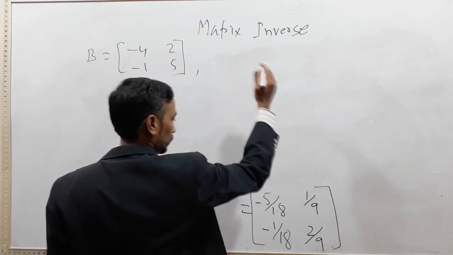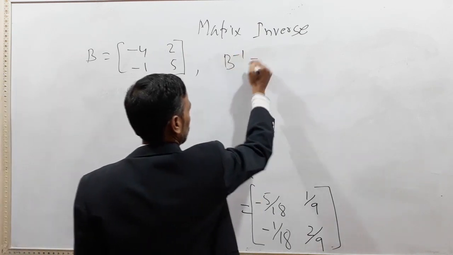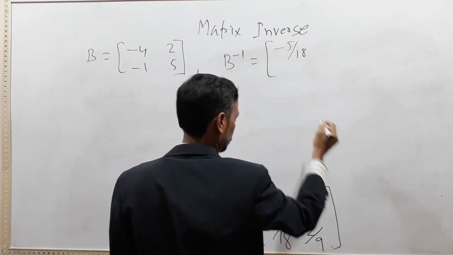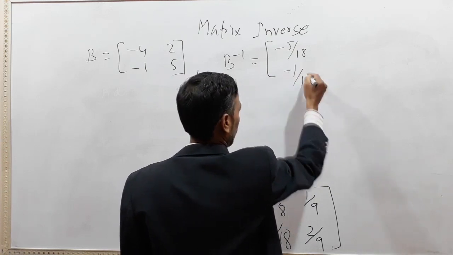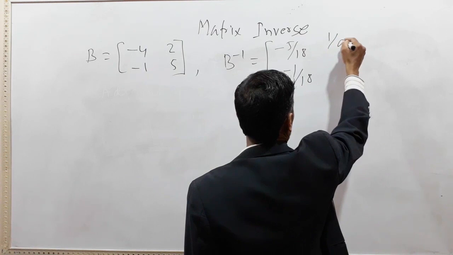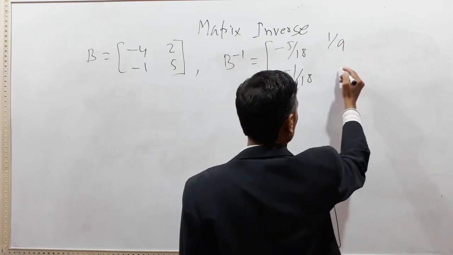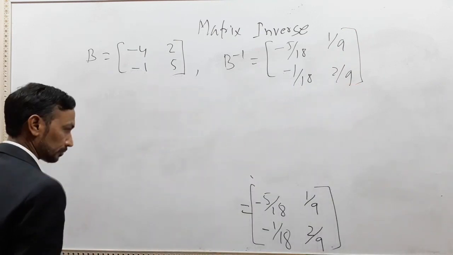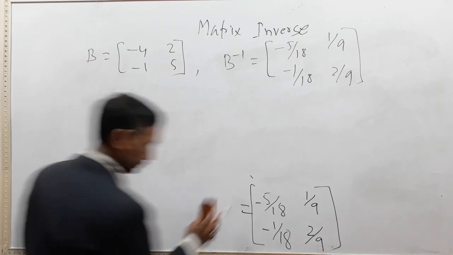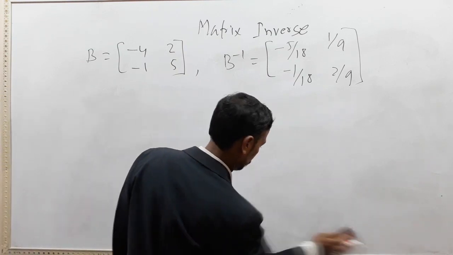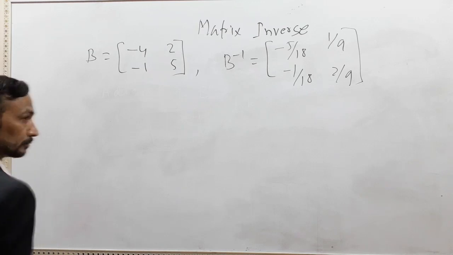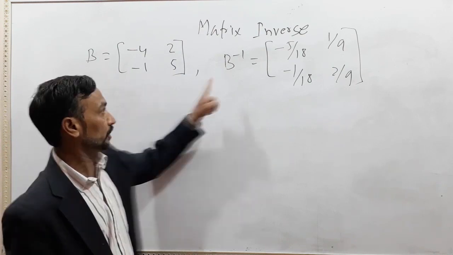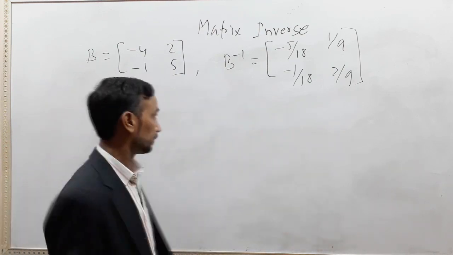So let me write down the result here of B inverse: minus 5 over 18, minus 1 over 18, and 1 over 9 and 2 over 9. Okay, so we are going to multiply now the matrix B with its inverse. Let's see what happens.